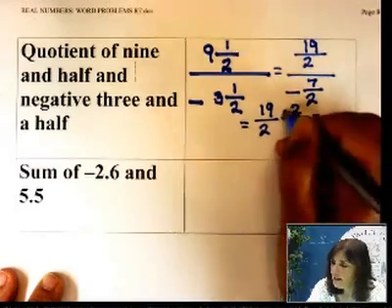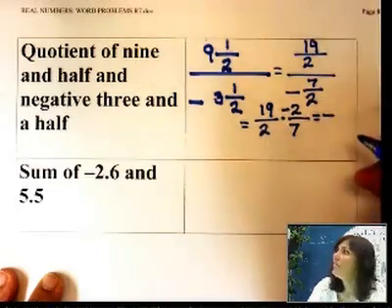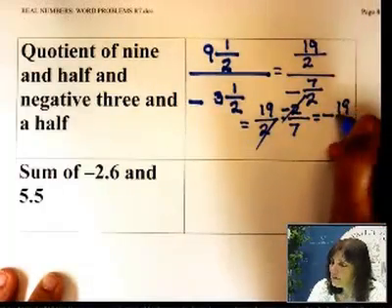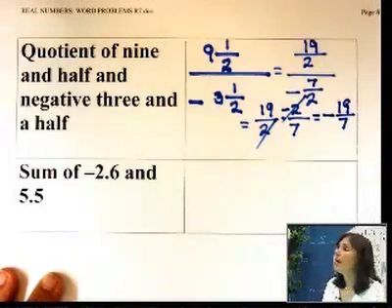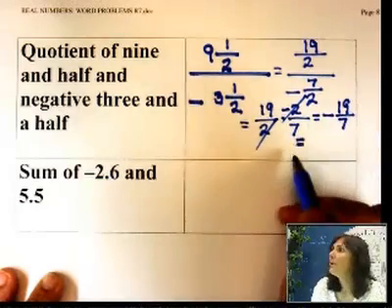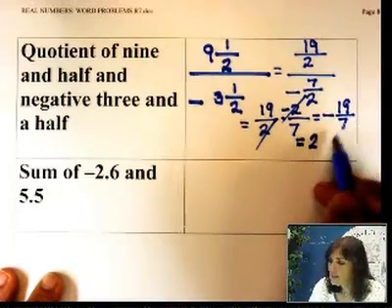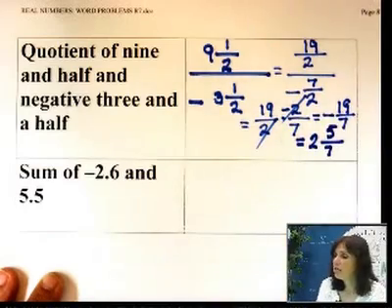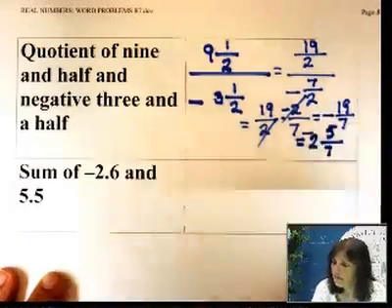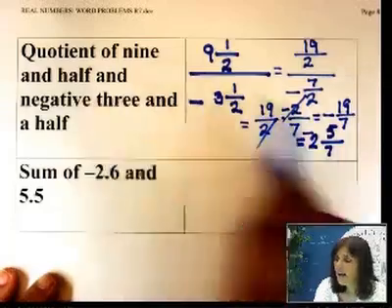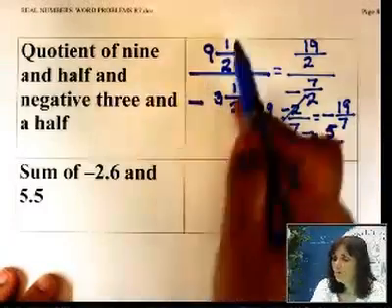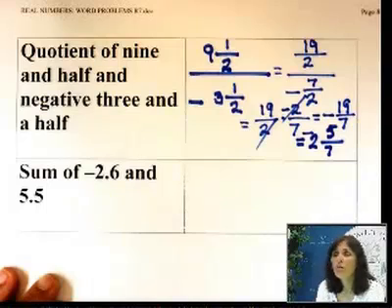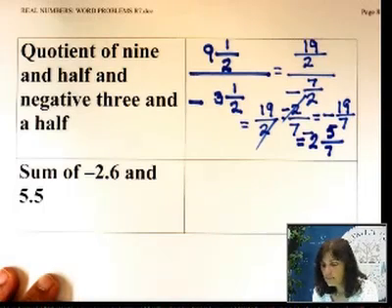And guess what? I have a negative. The answer is going to be negative. And these two will go. You're going to end up with 19/7. Okay, you can also go back to a mixed number. 2 times 7 is 14. I have a 5 left. You can also do that, and you can put that negative in front of it. So you ended up with a negative. Quotient of 9.5 and negative 3.5: you could have done the same problem with decimals.